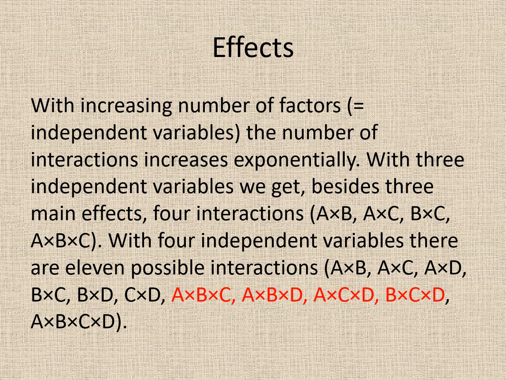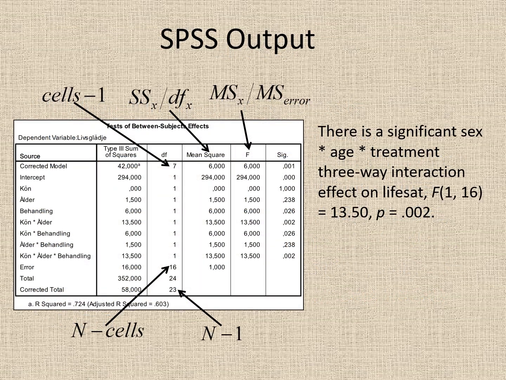Okay, we have a look at the output here. So we have sex, age, and treatment. 3 two-way interactions and 1 three-way interaction. And what do we say about the three-way interaction here in this case? Significant. So we have a sex by age by treatment, significant three-way interaction.